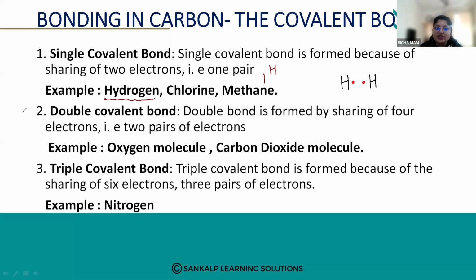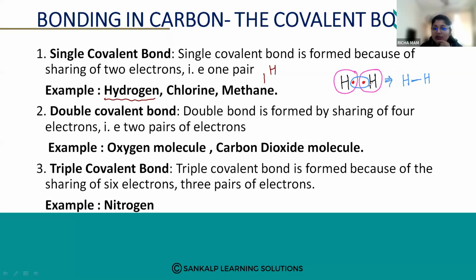So what each hydrogen is doing, it is sharing the electrons. So this is one hydrogen, this is another hydrogen, and these two hydrogens are sharing the electron. So how is this single covalent bond formed? The single covalent bond is formed because of sharing of 2 electrons. When 2 electrons are shared, one bond pair is formed. So this is the one bond pair. I hope this is clear.